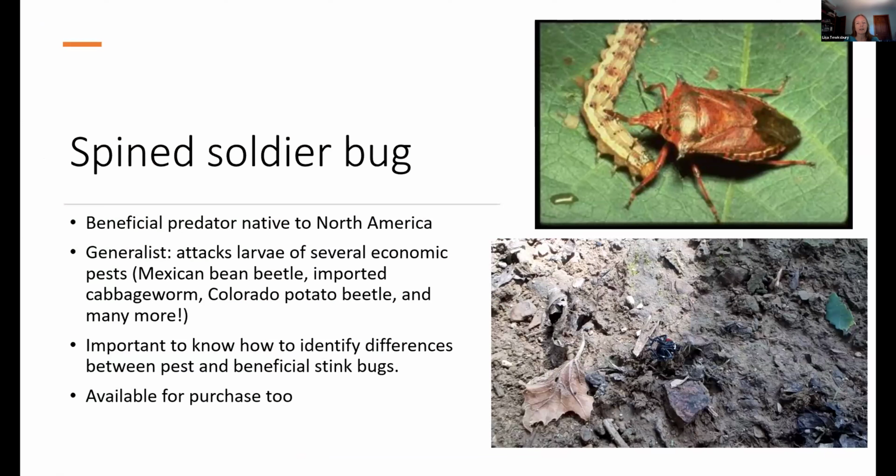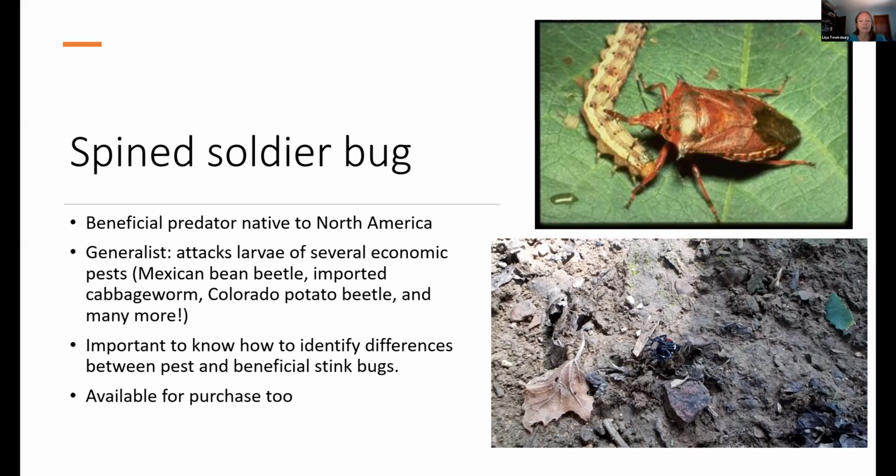So different insects. Here it is, beneficial predator. It attacks larvae of many economically important pests. When I look for pictures of this adult, I often find it stabbing a Colorado potato beetle larva. But here it has a caterpillar, also Mexican bean beetle larvae. So it really is important to know that these things exist, that some stink bugs are pests, but some are predators.